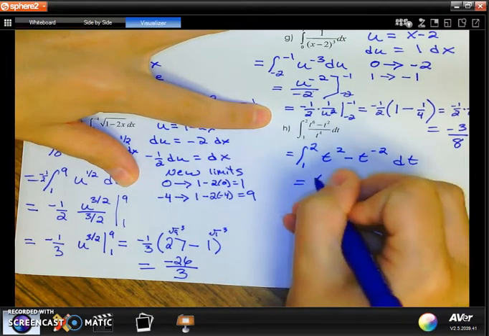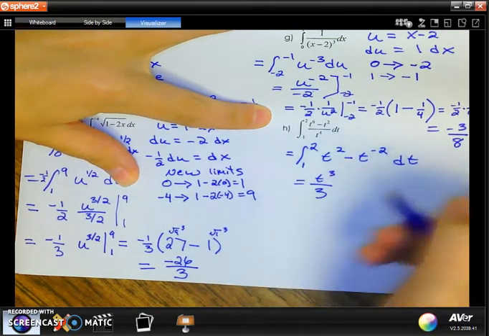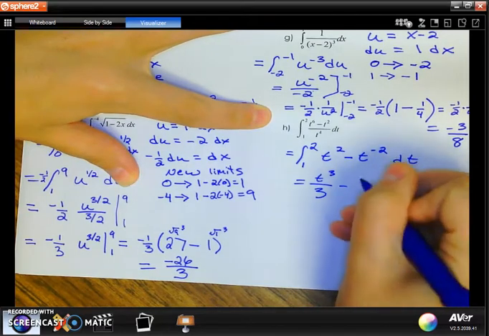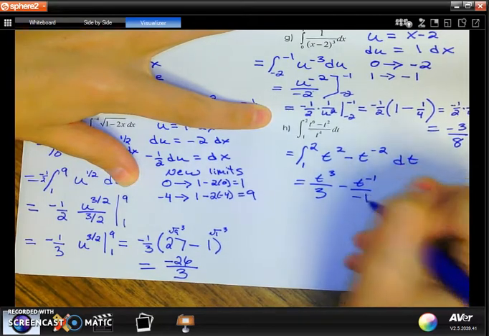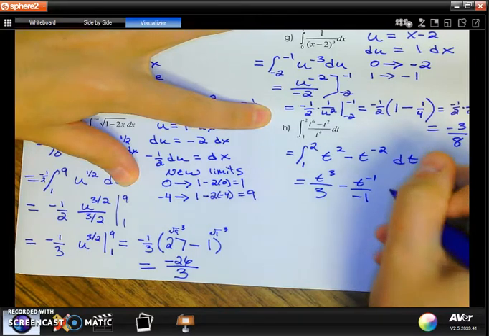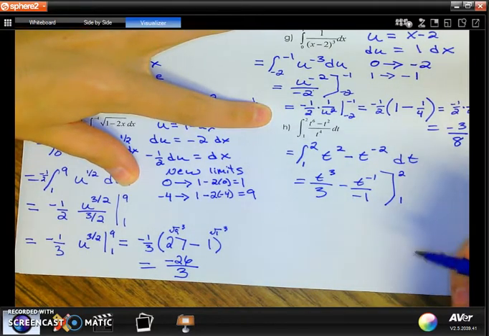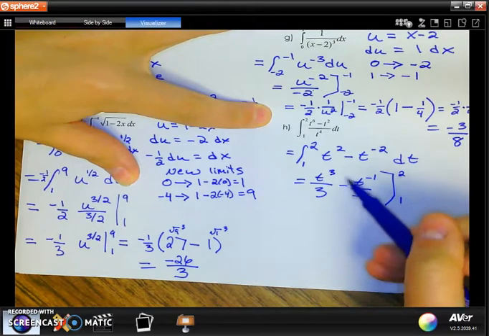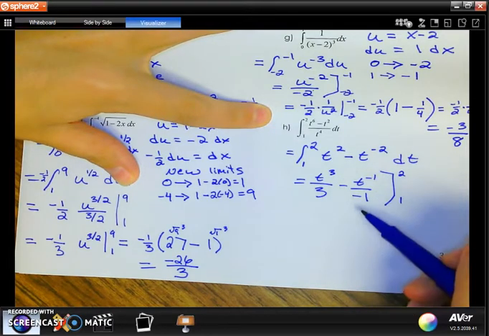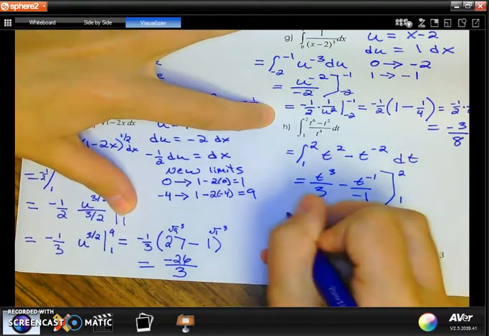So add 1 to the exponent, divide by that number. Add 1 to the exponent, divide by that number. So watch your negatives there. And I'm evaluating this from 1 to 2. Okay, so from here, you're probably going to want to clean it up. Like I would rewrite this as a plus 1 over t. Okay, that would probably make it a little bit easier to understand.